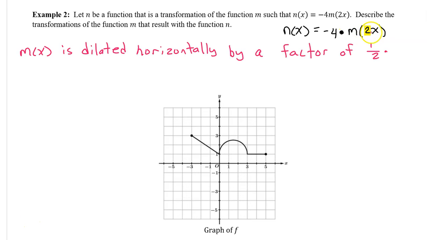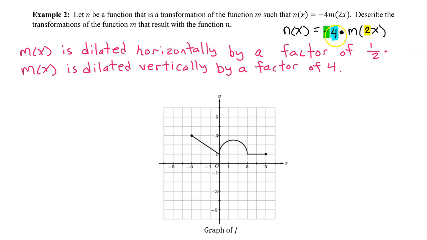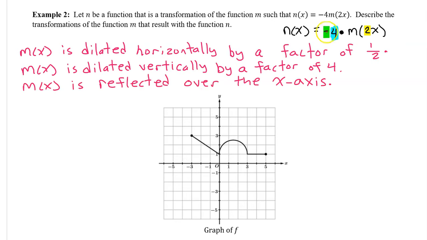Changes inside the parentheses are horizontal transformations, and they work the opposite of the way they look. So this 2 means that m of x is dilated horizontally by a factor of 1/2. Think reciprocal here. Changes that happen outside the parentheses are vertical transformations, and I need you to view the negative sign and the 4 as two separate transformations. So the 4 means that m of x is dilated vertically by a factor of 4. The negative sign is a vertical reflection. In other words, m of x is reflected over the x-axis.